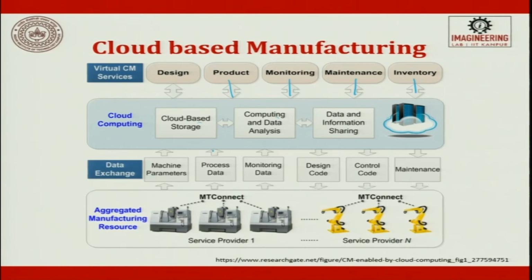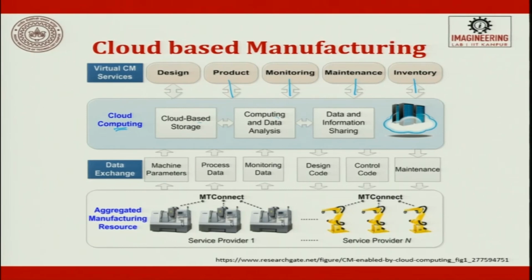There is also a platform where they have written a library function. You fit in your data, run the library function there and get whatever analysis you want. You do not have to write software for it. That is what cloud computing is today. And then data exchange happens: machine parameters, process data, monitoring data, design, control and maintenance. These are all aggregated manufacturing resources given by service provider 1 to service provider N.